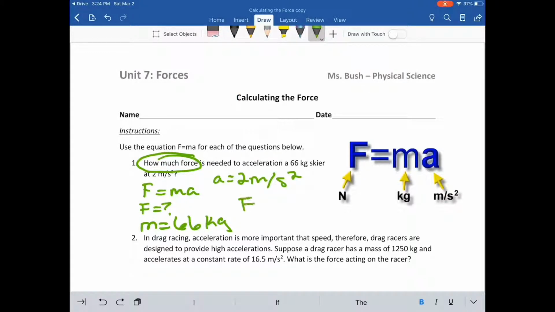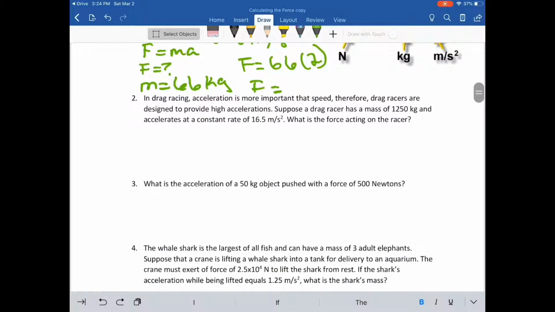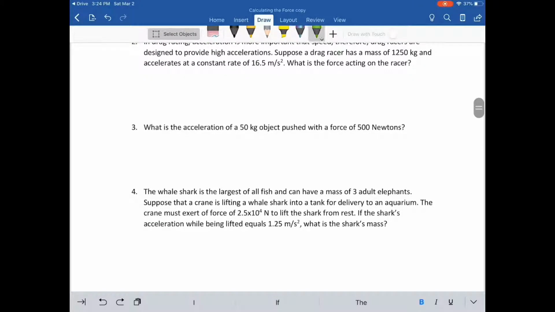So we'll just plug this into the equation, 66 times 2, and then plug that into the calculator to come up with the answer. So this is if you were to use the equation for force. Now let's do question 3.